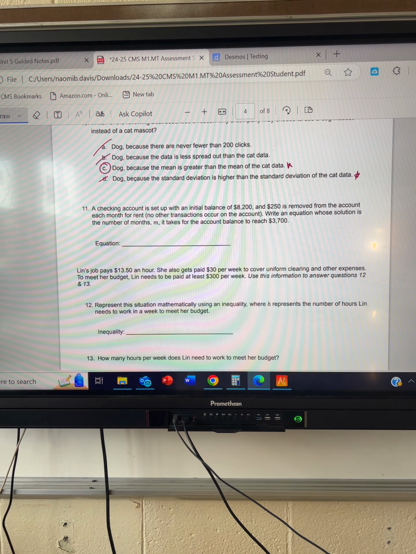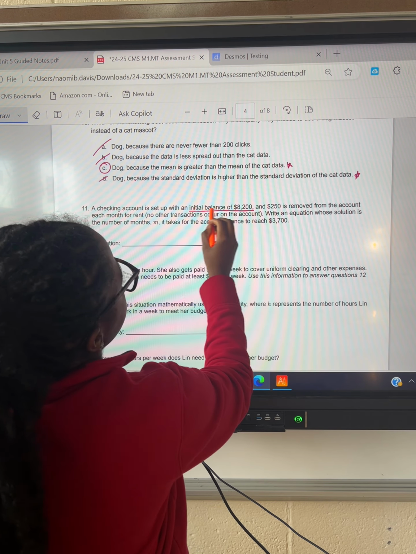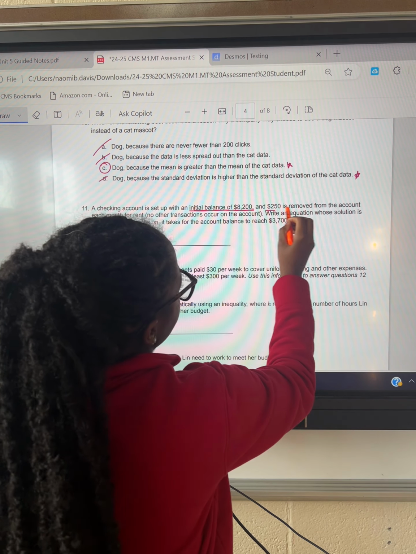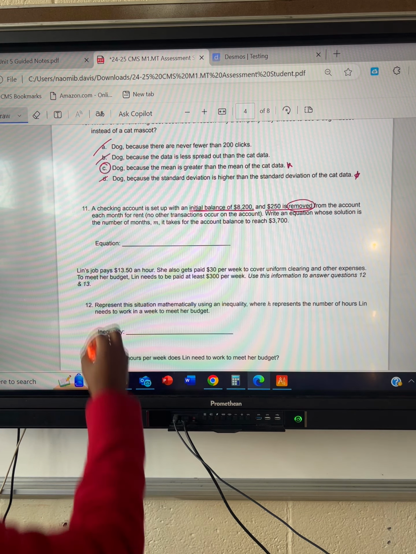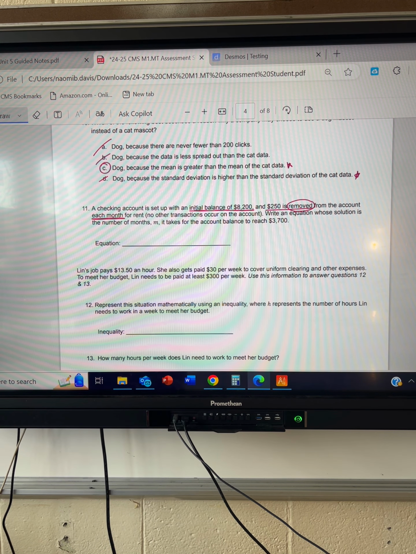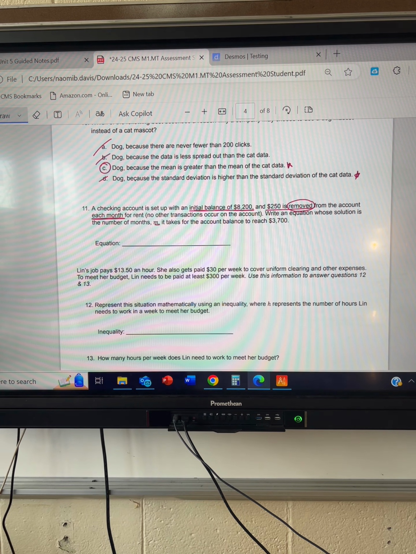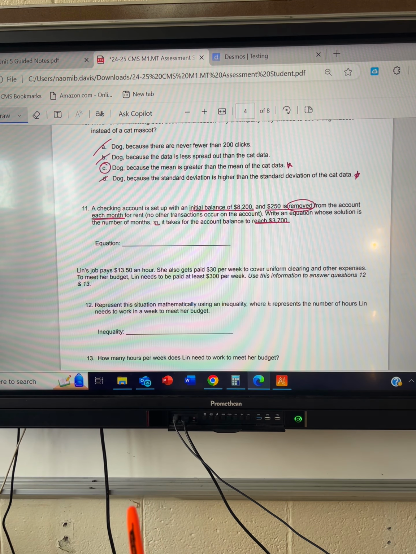So a checking account is set up with an initial balance of $8,200. That's important. Initial balance is important. And $250 is removed from the account each month. Each tells me to multiply, don't forget, for rent. Write an equation whose solution is the number of months M it takes for the account balance to reach $3,700. So all we doing is writing an equation.